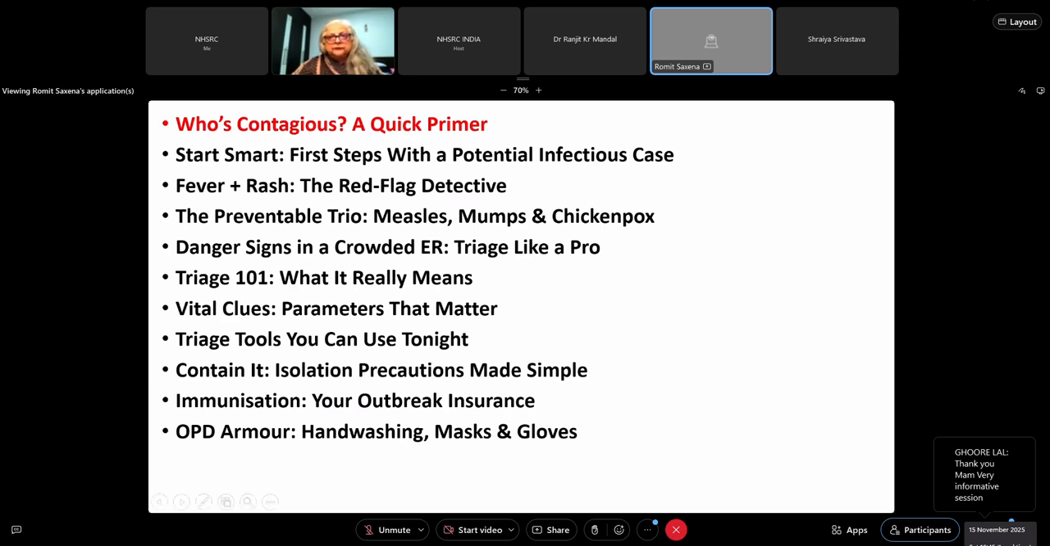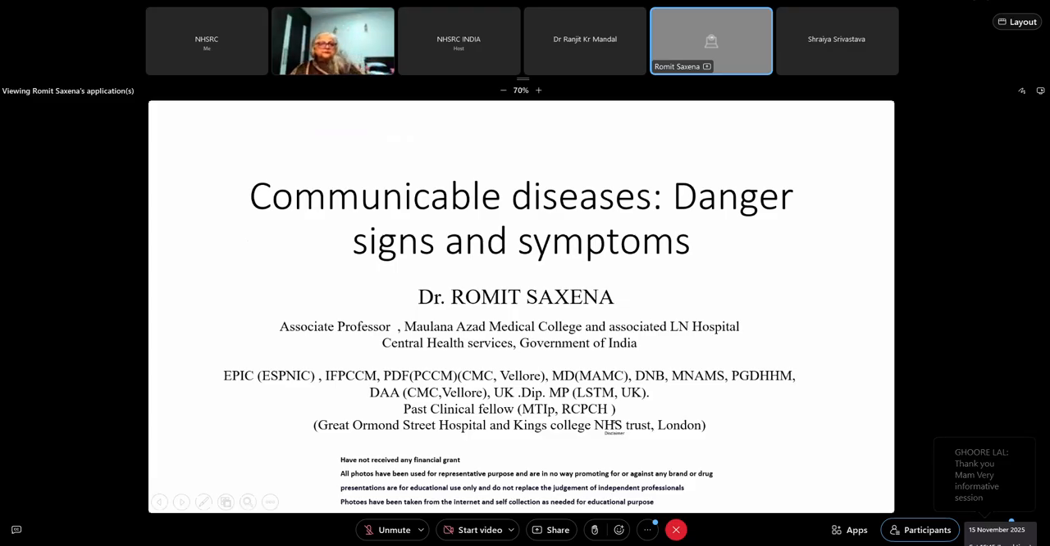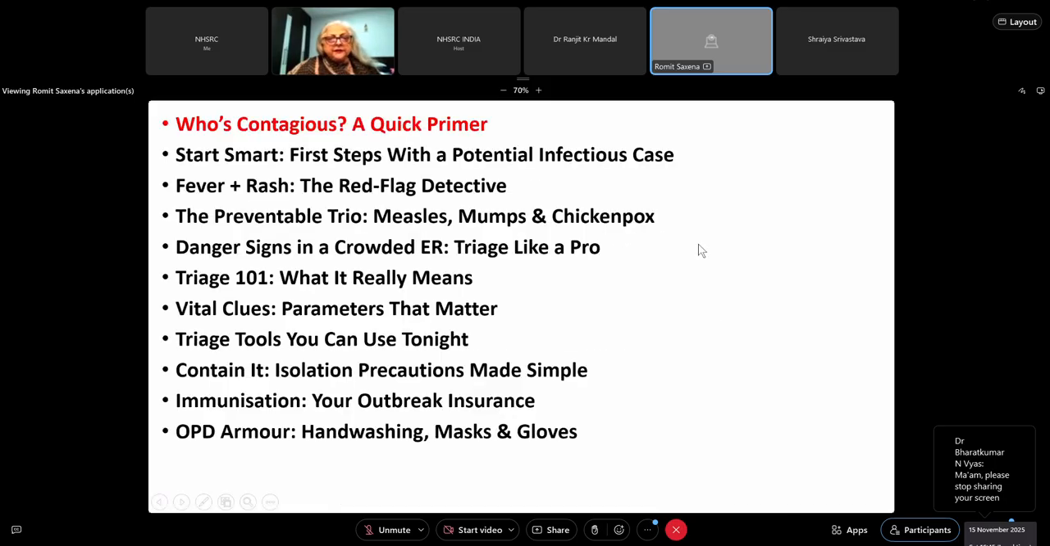So one important aspect of this is the administration of communicable diseases. I'm just trying to see, bear with me. Is this also visible? Right now it's better. Yes, okay.